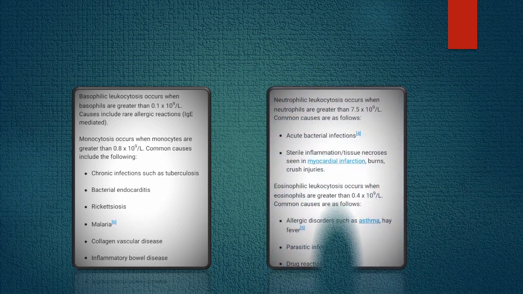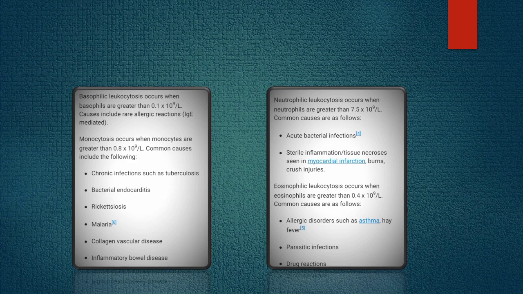Now, neutrophilic leukocytosis can occur when the neutrophils are greater than 7.5 times 10 to the power 9 cells per liter, and the common causes here are acute bacterial infections and sterile inflammatory tissue necrosis. We could have burns, crush injuries. Eosinophilic leukocytosis occurs when the eosinophils are greater than 0.4 times 10 to the power 9 per liter of blood. The common causes are allergic disorders, parasites, and drug reactions.